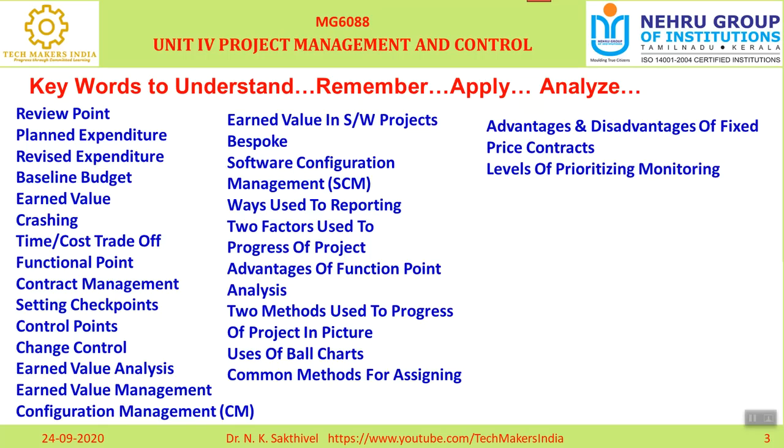And the next one is level of prioritizing monitoring. As far as this project is concerned, there are 4 priorities we can monitor. One is the priority list of activities to monitor, the next one is critical activities and non-critical activities with no free float, the third one is high risk activities, and the next one is called activities with critical resources. So like this we can classify the levels to monitor the project.